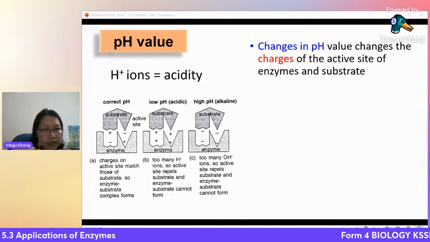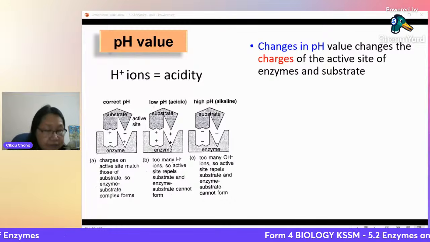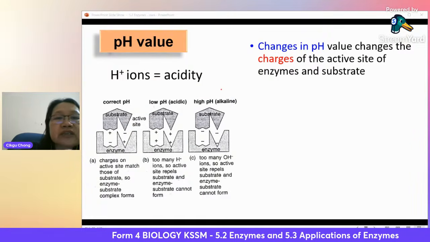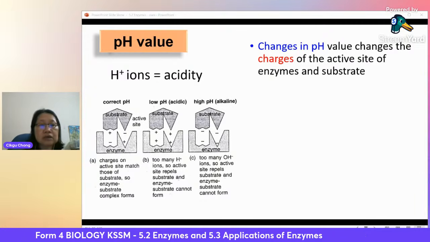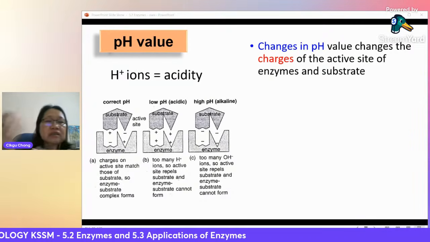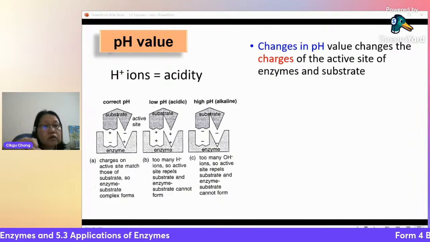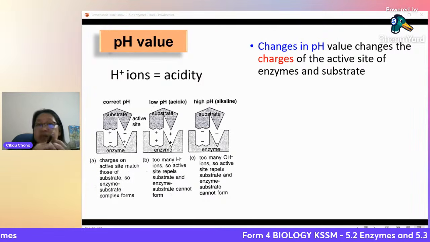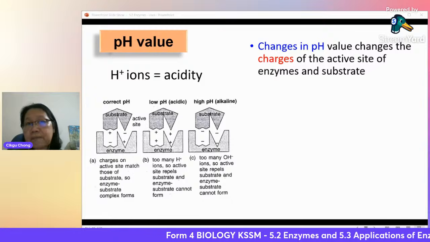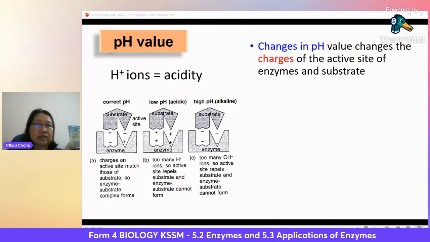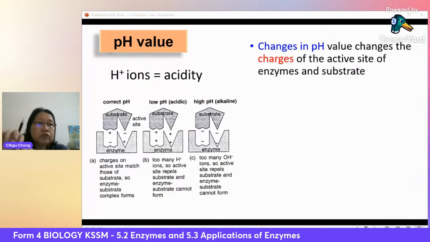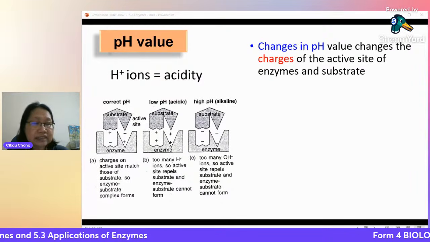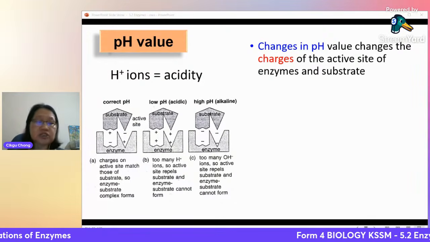Your substrate will not fit into the active site. Same thing if you add in alkaline. Alkaline is your hydroxide ions. Everything now, the active site and the substrate, becomes negatively charged, so they will also repel. That means the substrate does not fit into the active site anymore. But if you add acid into the alkaline, you neutralize it back, or bring it back into acidic, and you will reverse the charges.